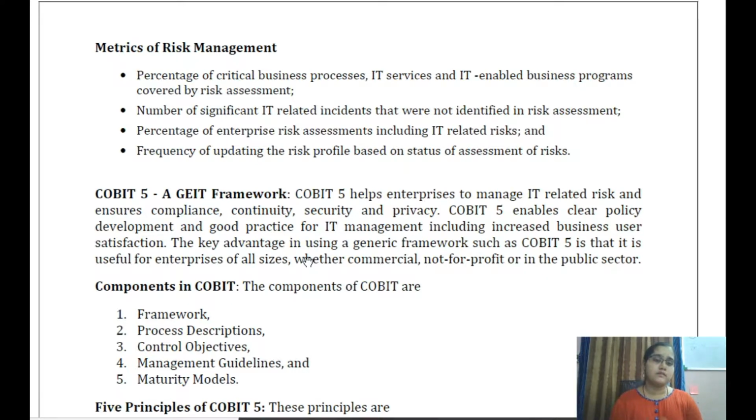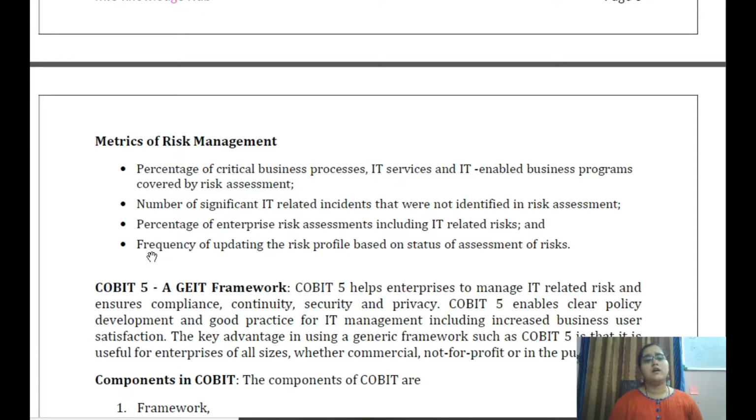Therefore, the metrics of risk management are: percentage of critical business processes, IT services, and IT enabled business programs covered by the risk assessment, number of significant IT related incidents that were not identified in the risk assessment, percentage of enterprise risk assessment including IT related risk, and frequency of updating the risk profile based upon the status of assessment of the risk. Okay, so this is a small part of risk management.